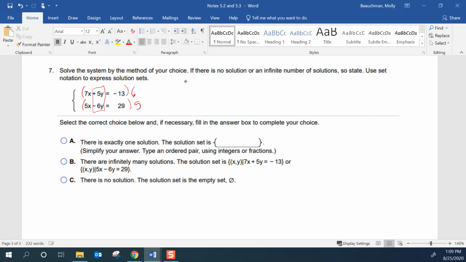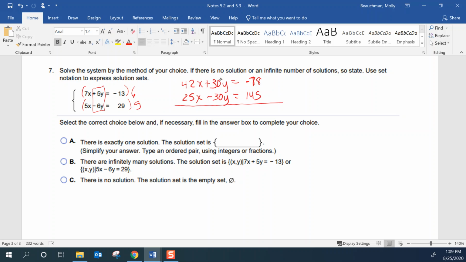So I get 7x times 6 is 42x plus 5 times 6 is 30y is equal to negative 13 times 6, which is 78. Bottom equation, we're going to multiply by 5. I get 5 times 5 is 25x minus 30y is equal to 29 times 5, which equals 145.